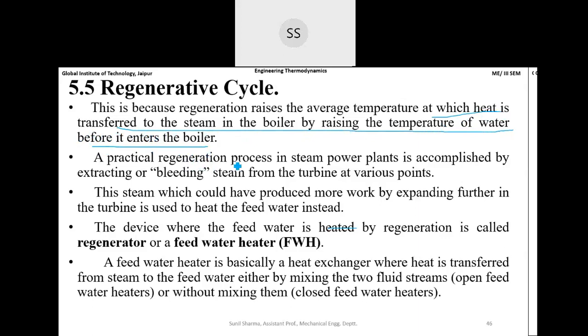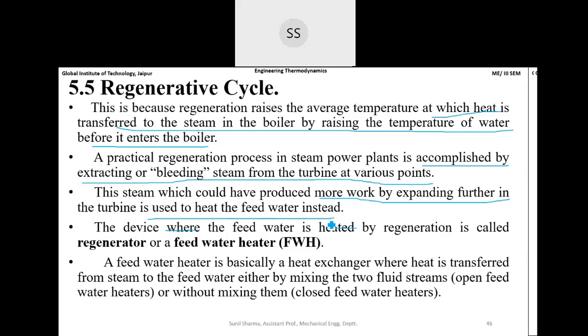दूसरी बात, the practical regeneration process in the steam power plant is accomplished by extracting or bleeding steam from the turbine at various points. जरूरी नहीं कि टरबाइन के आउटलेट से ही स्टीम को निकाला जाए, टरबाइन के अलग अलग जोन से भी हम स्टीम को एक्सट्रैक्ट कर सकते हैं. प्रेशर के अकॉर्डिंग हम इस चीज को मैनेज करते हैं. ठीक है. So this steam, which could have produced more work by expanding further in the turbine, is used to heat the water instead.